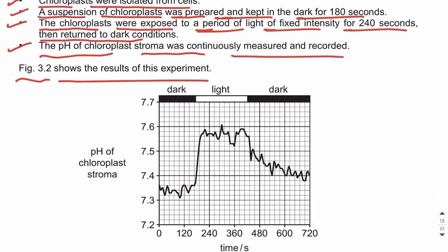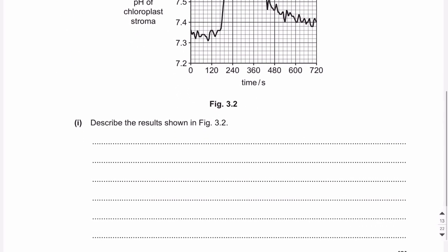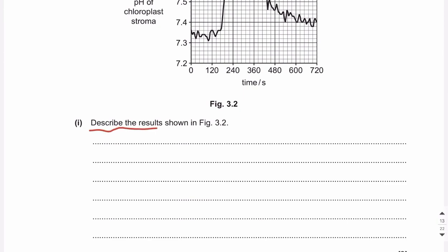So guys, what they have done is that they kept chloroplasts in dark initially for 180 seconds, then they placed the chloroplasts in light for 240 seconds, and then the chloroplasts were returned to dark, and we can see the changes in the pH of the stroma of the chloroplast. Describe the results shown in figure 3.2.